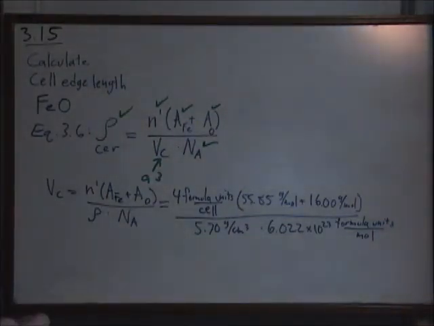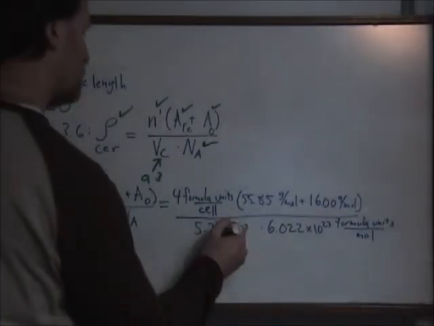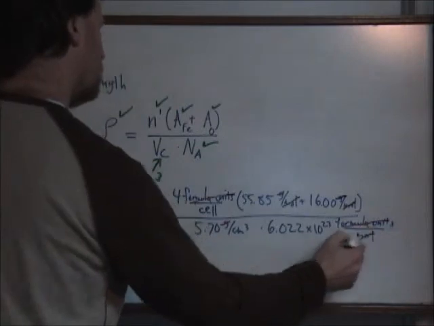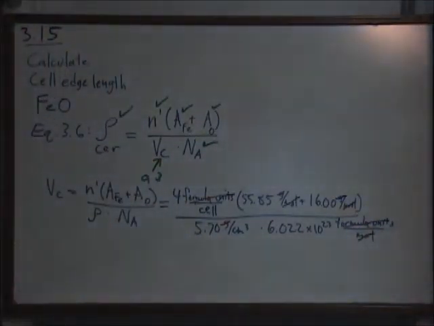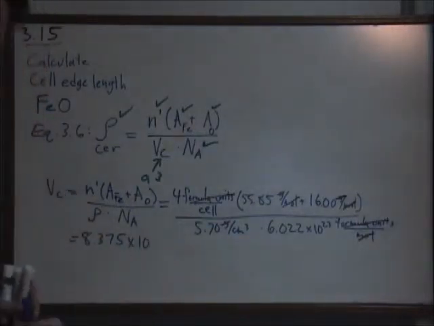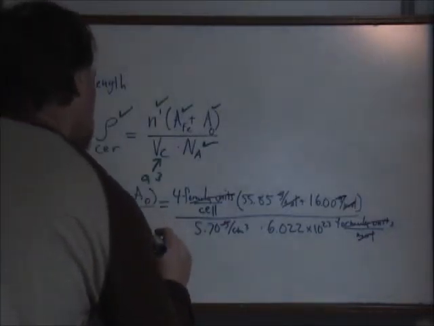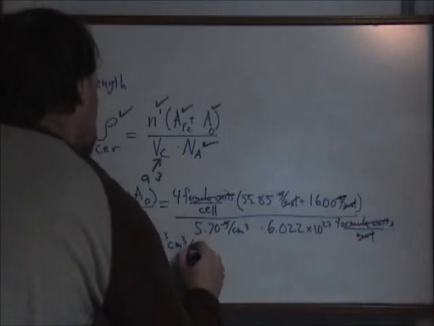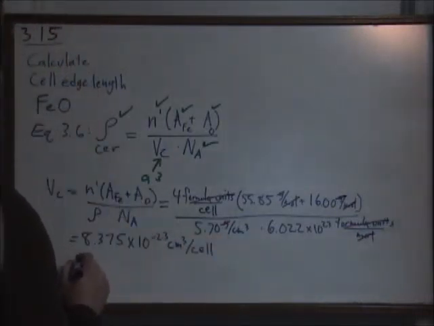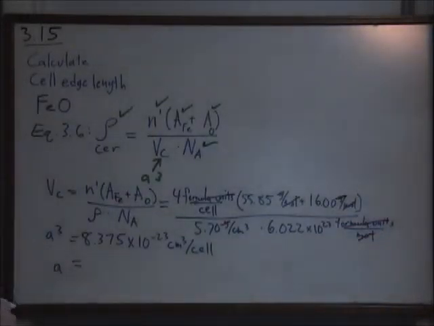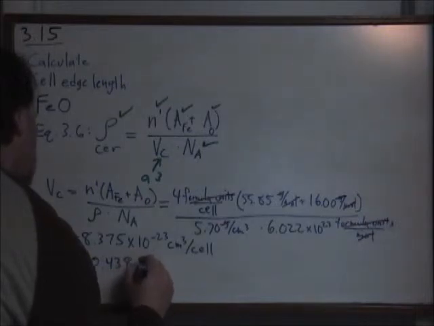Now, calculating all this out, first off we'll cancel out the units. Grams are gone, formula units are gone, moles are gone, and we end up with 8.375 times 10 to the -23rd cubic centimeters per cell. Again, this is equal to a cubed, so if we take the cube root of that and we translate it into nanometers, we end up with 0.438 nanometers.